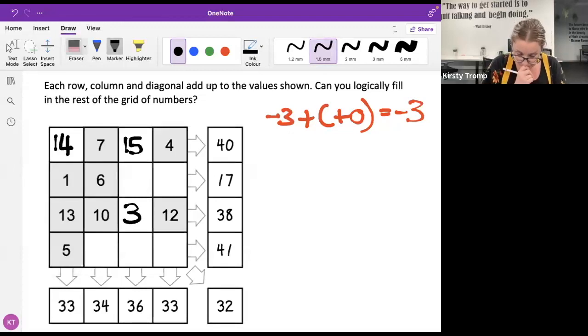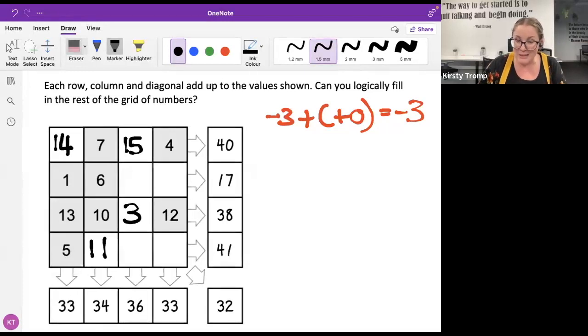Right. Now I've got a bit of a problem because now I'm missing a whole lot of numbers. Oh, wait. Here's one where I'm only missing one number. So I've got 7, 6, 10, and that needs to get me to 34. So 7 plus 6 is 13. 13 plus 10 is 23. And 34 minus 23 is going to give me 11.